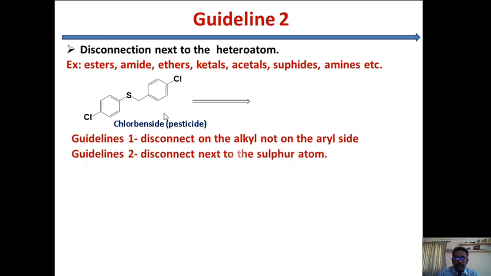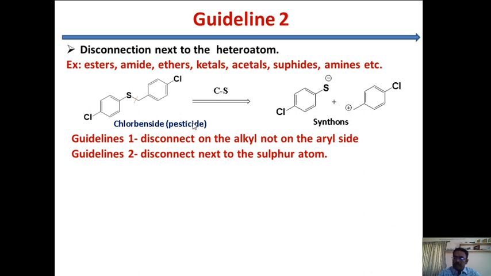The CS bond here. So according to guideline 2, we are disconnecting next to the sulfur atom. Yes, we have to disconnect next to the heteroatom, and here the sulfur is the heteroatom. There you have two possibilities. In that you have to choose the alkyl heteroatom bond. Then you are breaking the CS bond on the right side, the alkyl CS bond. Then you will have the two synthons here.